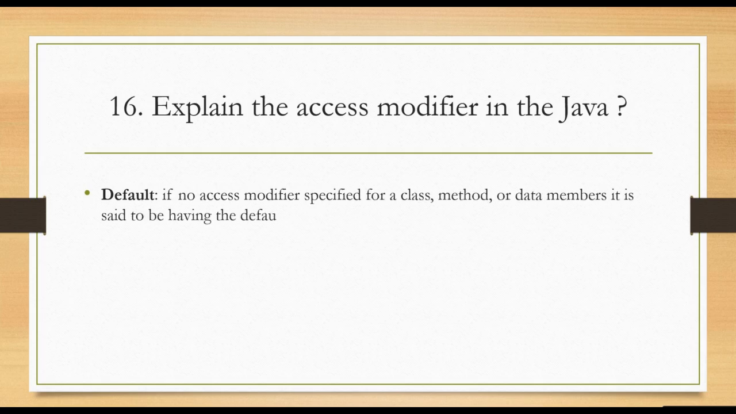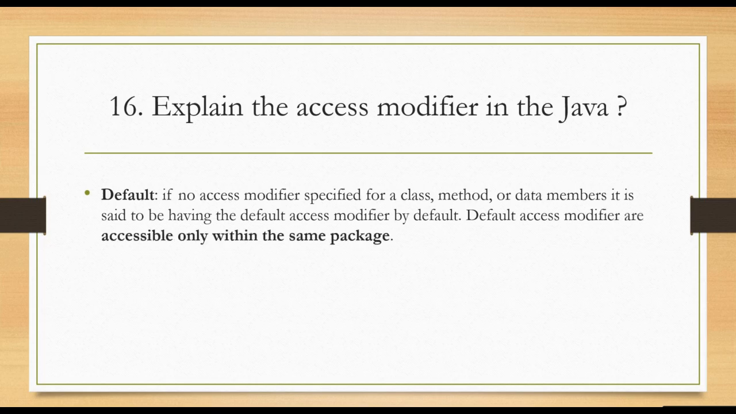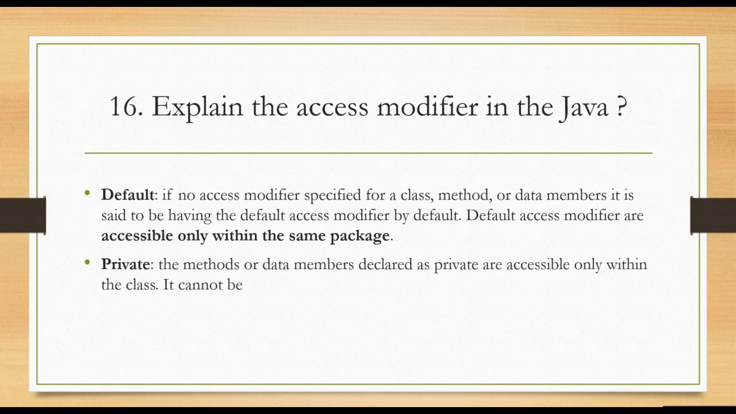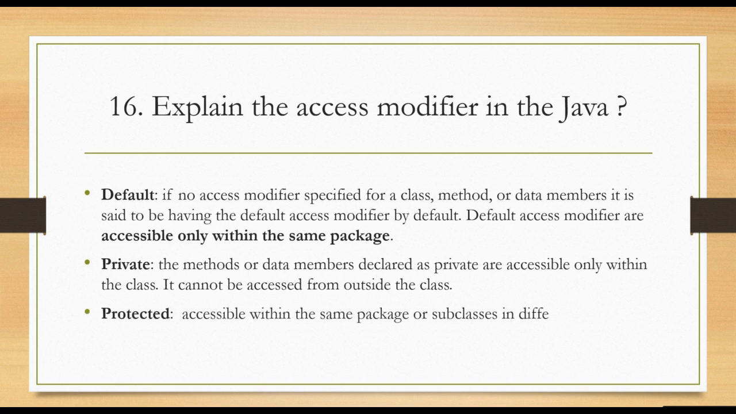So default: if no access modifier is specified for a class, method, or data member, it is said to have the default access modifier. Default access modifier members are accessible only within the same package. So if you are not declaring any access modifier for the class or method, that means the default access modifier is used. Second one is private. A method or data member declared as private is accessible only within that class. It cannot be accessed from outside the class.